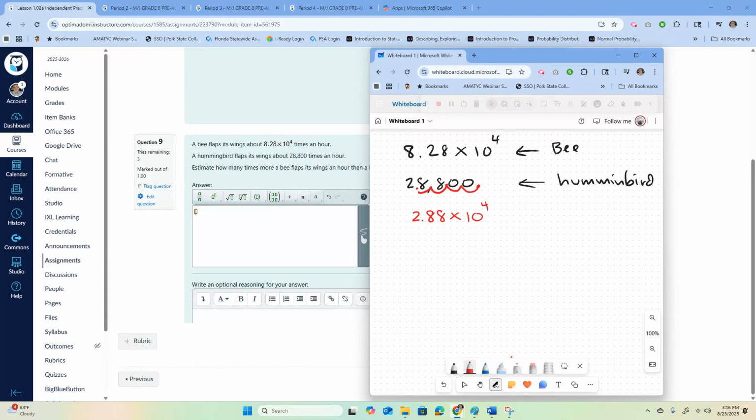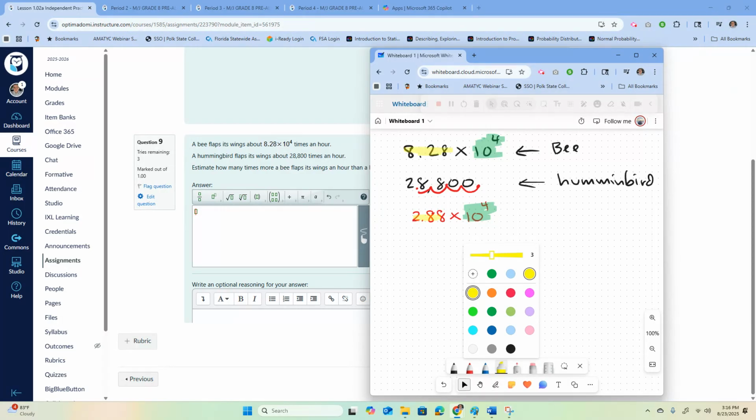Now, why did I do that? Because they're asking you to estimate how many times more the bee flaps its wings than the hummingbird. And basically, you need to have the same power of 10. So the powers of the two numbers must be the same. If they're the same, the only thing you have to do now is subtract the decimals in front of it.